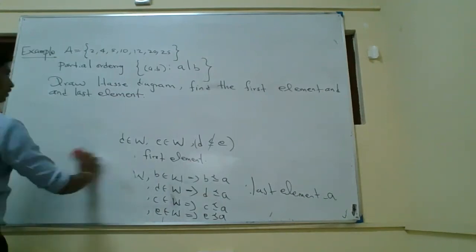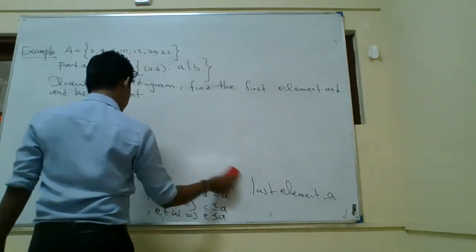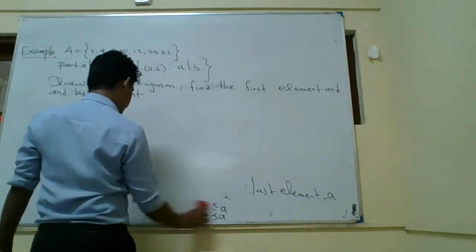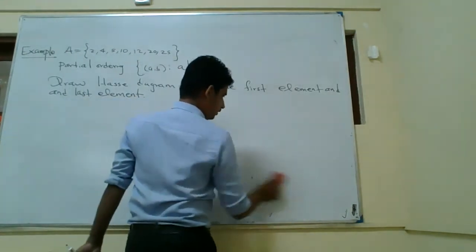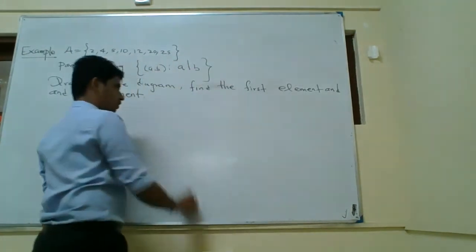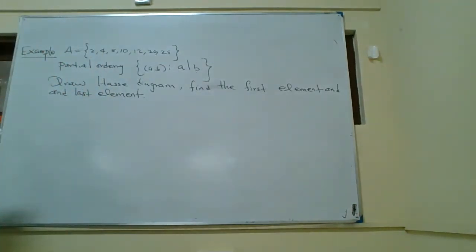First of all, you draw a Hasse diagram. We already discussed the Hasse diagram, and you can easily draw the Hasse diagram for this set. And from this Hasse diagram, you can find the first element and last element.